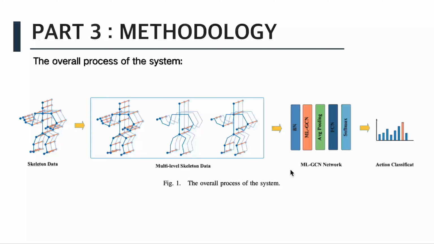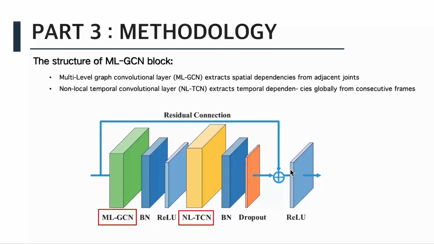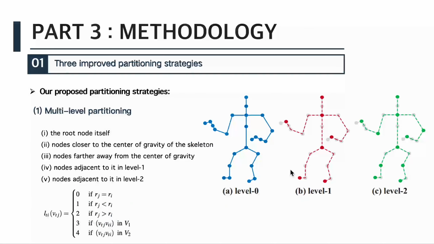This is the overall process of the system. Let's focus on the structure of the ML-GCN network. The ML-GCN layer extracts spatial dependencies from adjacent joints, and the ML-GCN layer extracts temporal dependencies globally from consecutive frames. Let's go to the first contribution. We have designed 3 different strategies.